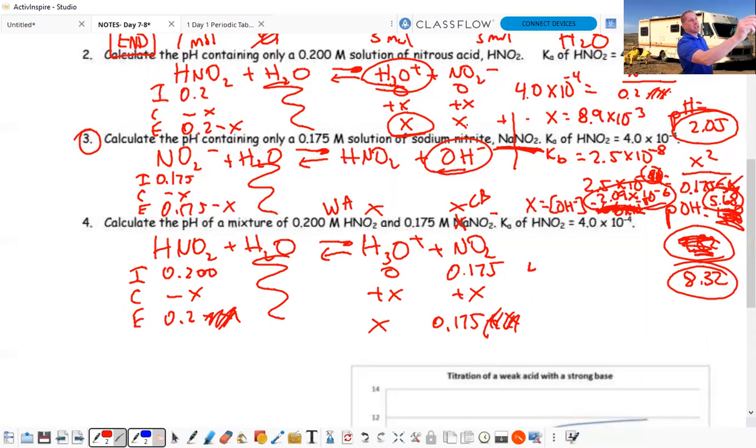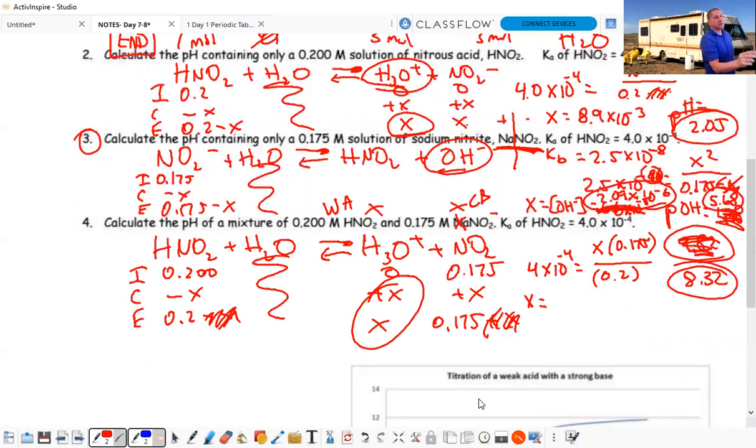So now I have the Ka. I'm just going to skip writing the expression. 4.0 times 10 to the minus 4 equals x times 0.175 over 0.2. And what we have right here is the Henderson-Hasselbalch equation if we take the negative log of both sides, which I will show you. So 4 times 10 to the negative 4 times 0.2 divided by 0.175, and x, which equals the H3O plus, is 4.6 times 10 to the minus 4. So the pH is the negative log of that, and we get 3.3.